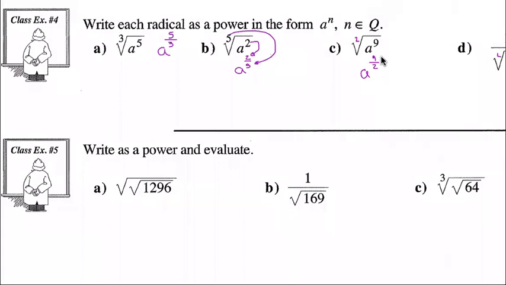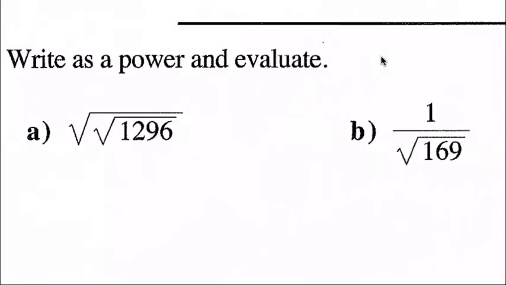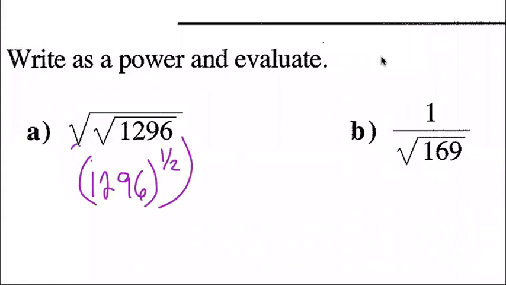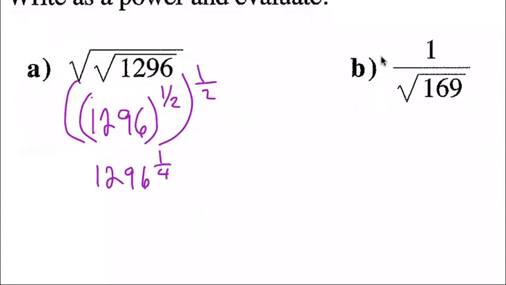Okay, we're down to our last couple of examples here. Example 5, write as a power and evaluate. Well, square root as a power is 1/2. So this is 1296 to the power of 1/2, all raised to the power of 1/2, which is 1296 to the power of 1 over 4. So the fourth root of 1296 is equal to 6.